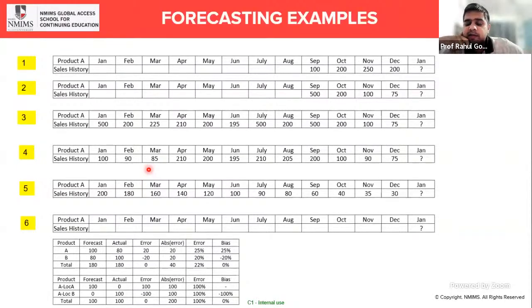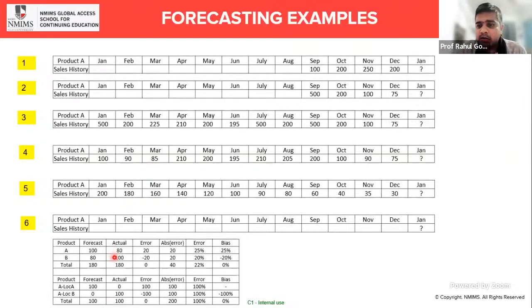Okay, what will you put for the forecast of case number 6? What is case number 6? New launch, right? No past data. And we discussed, right? So you can do analogous forecasting, you can do lookalike, market research, you can do panel discussion, you can do Delphi method, and try to form an initial view.